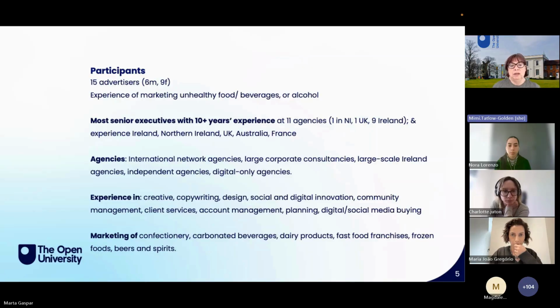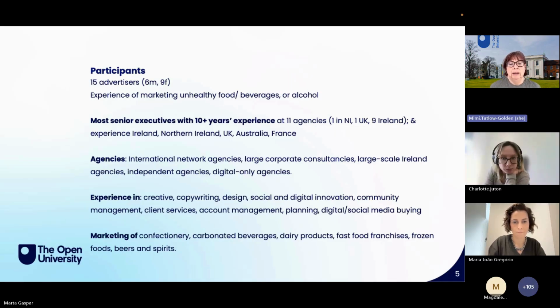And so these were almost all very senior executives with 10 to up to 30 years of experience at 11 different agencies, but who also had experience around the world in major advertising markets outside Ireland. And they represented agencies who engaged in very different kinds of elements of the marketing, as you can see there, agencies with different characteristics, and their personal experience spanned everything from the client side and account management to creative and copywriting elements. And crucially also, we had a couple of substantially less experienced, but extremely skilled digital advertisers who gave us a lot of insight into how that field is growing so fast. And as you can see, these people have experience marketing the kinds of unhealthy products that we are interested in restricting the marketing of in a lot of our work.